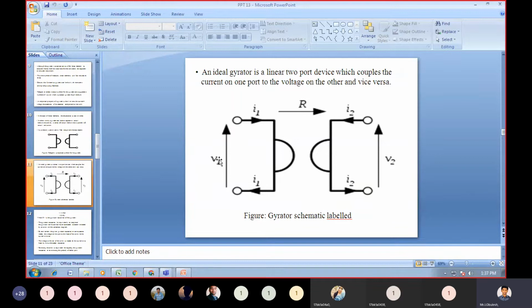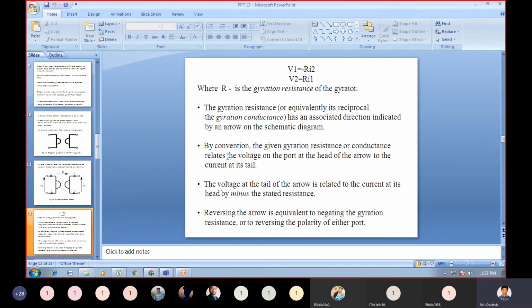The instantaneous voltages and currents are related by V1 equals minus R times I2, and V2 equals R times I1, where R is the gyration resistance of the gyrator.